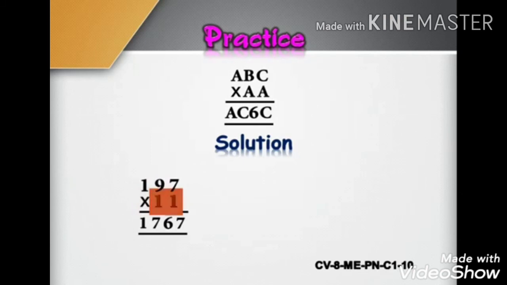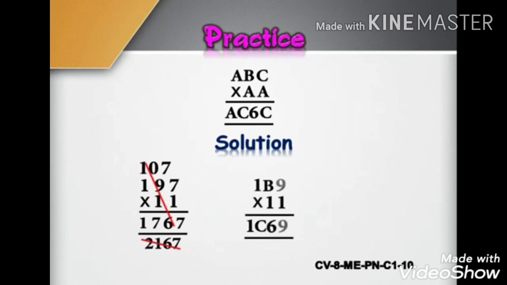7 into 11 equals 77 with carry 7 and 9 into 11 is equal to 99 plus carry 7 which is equal to 106 with 10 to carry to the next place. Now 11 into 1 plus carry 10 is equal to 21. Since A is equal to 1, C cannot be 7. Hence, C should be 9 and B should be 7.